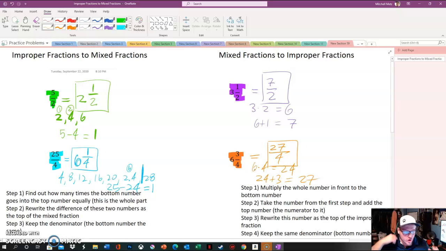And that is how you change a mixed fraction to an improper fraction. So hopefully this helped you out.